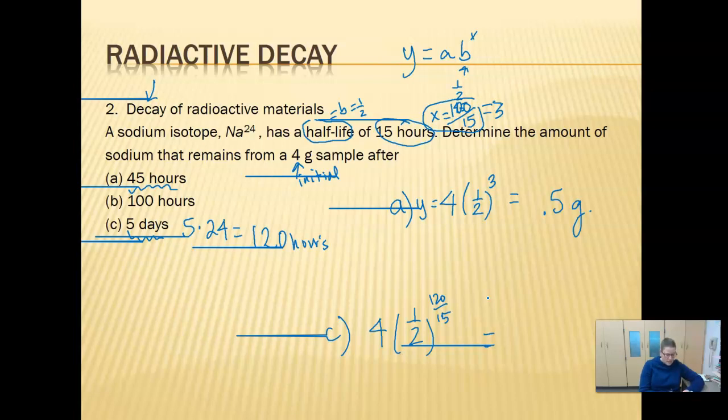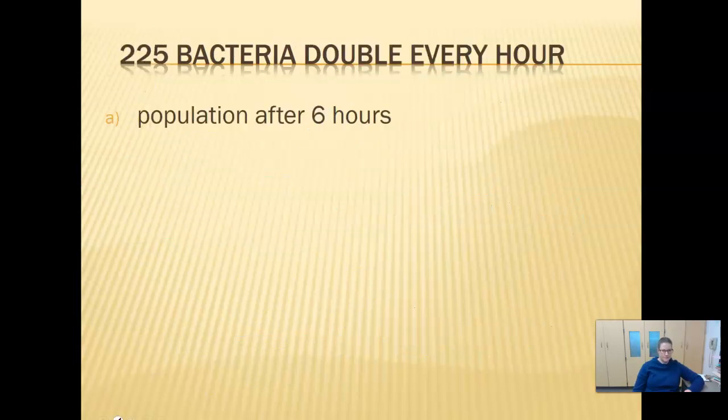Let's see, in the times. So that would be 0.016 grams. Okay, so it's disappearing. After 5 days, there's not much left. Okay, so I recommend that you pause the video and give this one a try, and then come back and see how you did. There are 225 bacteria initially, so this would be our A.